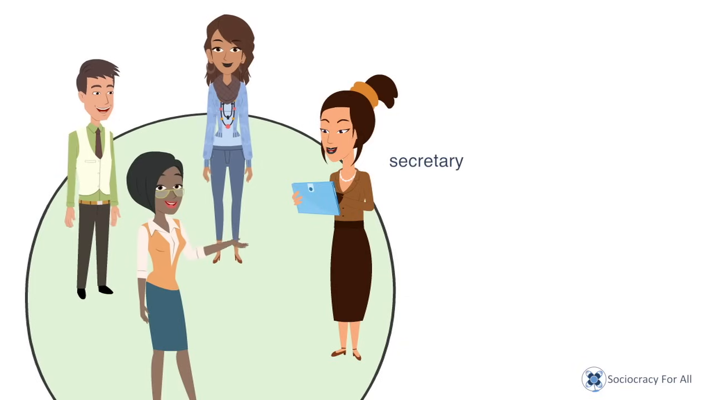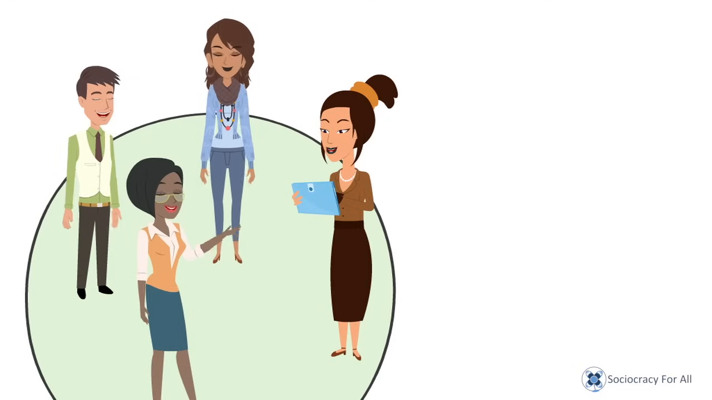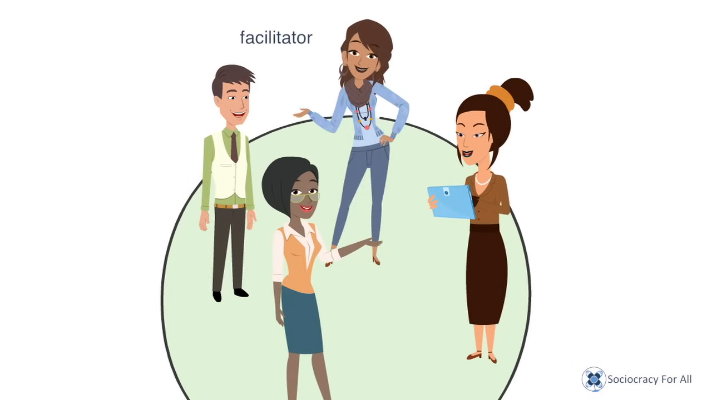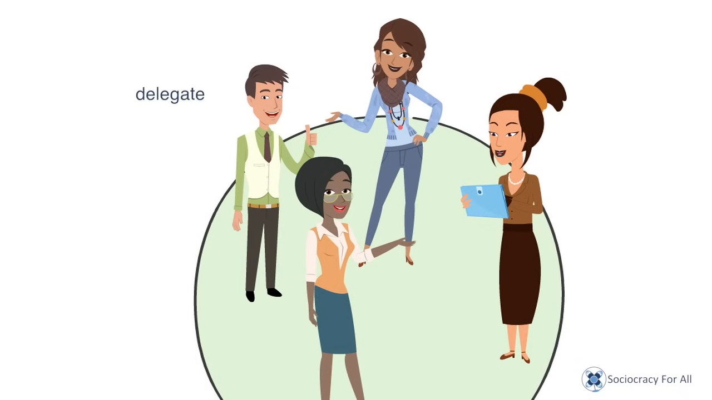The secretary takes the minutes and makes sure all the documents of the circle are maintained and can be found. One circle member will be the facilitator. That's the role that makes sure that everybody can be heard in meetings and that the circle meetings are clear and productive. Each circle will also select a delegate that carries the voice of the circle into the parent circle and from there into the entire organization.